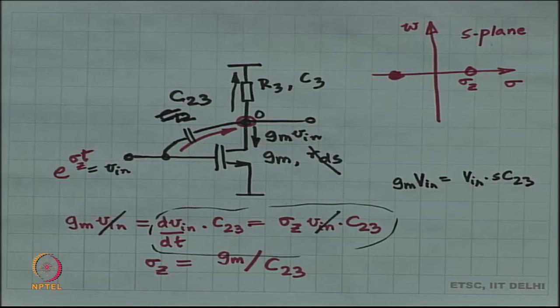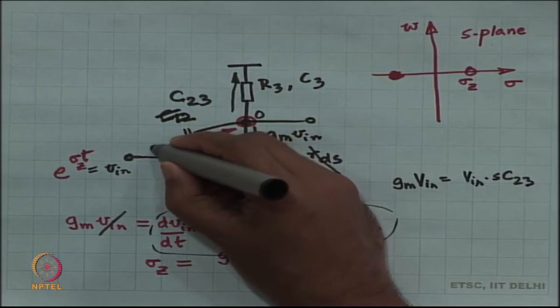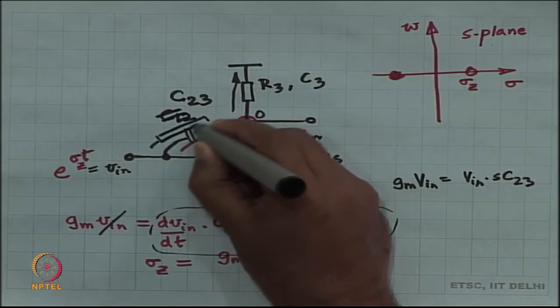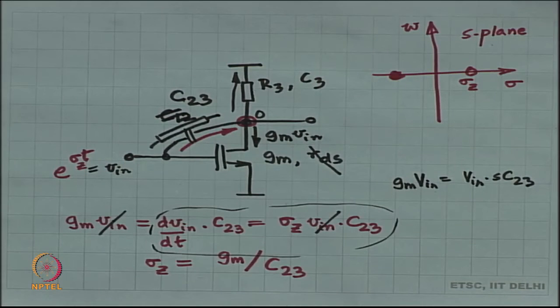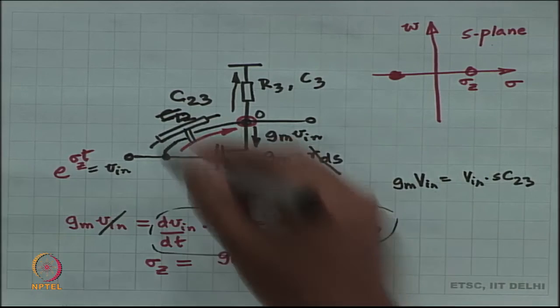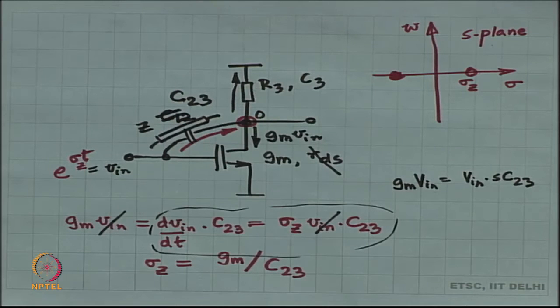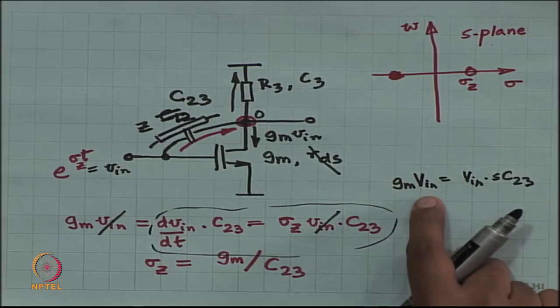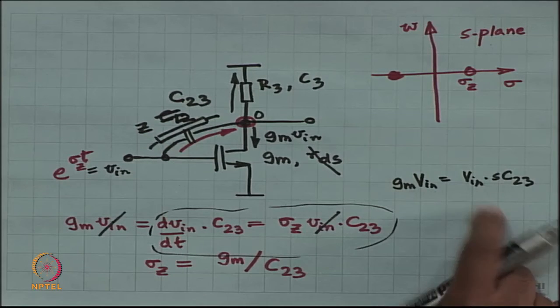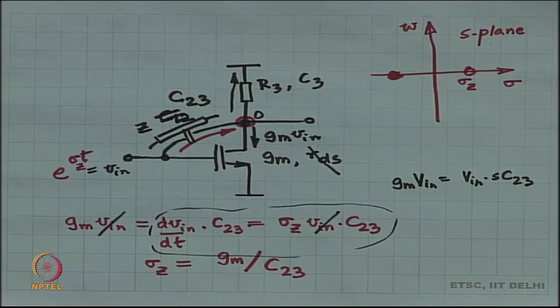Now, suppose this capacitor is not a capacitor, but a complex impedance Z. Then what will you do? You are going to do G m times V in is equal to V in by Z at S is equal to sigma z. You have to work out what Z is at S is equal to sigma z.